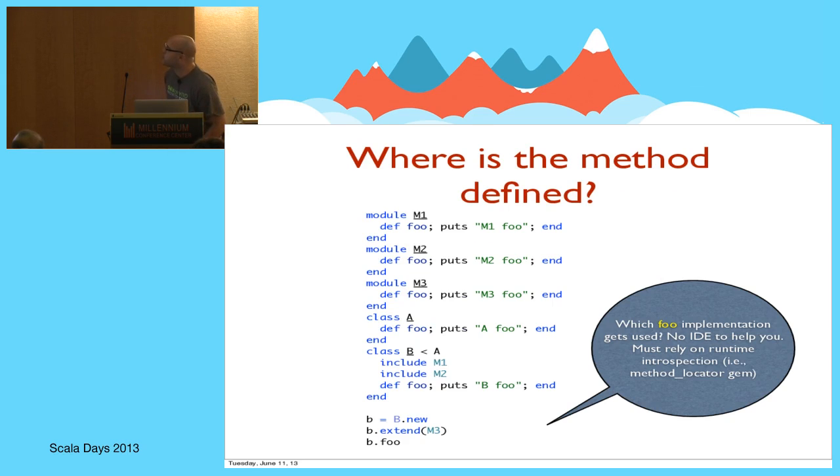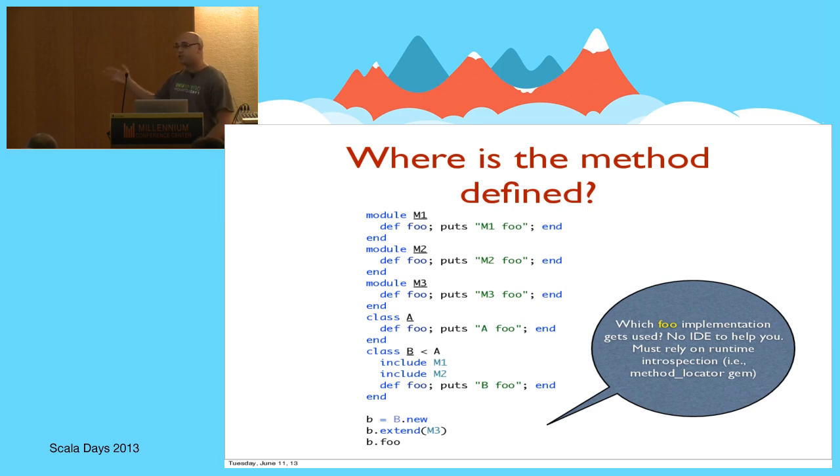So here's an example, right? In Ruby, you've got 3 different modules defined, M1, M2, M3. You have class A. Your class B is a subclass of class A. It includes 2 modules. It also defines its own method. So here we create an instance, b equals B.new. Then we extend module M3 on it, and we call b.foo, right? So, there are no types. There's no compiler here to help you out. And this is an isolated example, but this kind of thing happens a lot in Ruby code, right? So which foo implementation gets used?